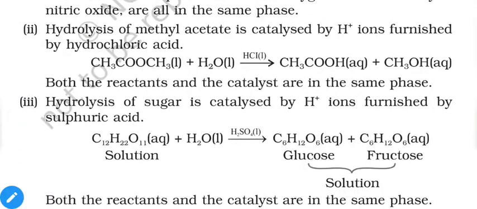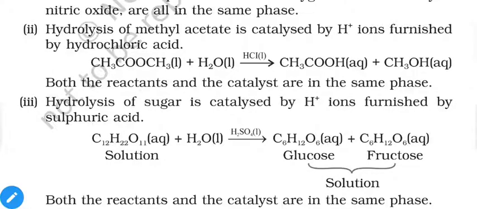Next, hydrolysis of methyl acetate is catalyzed by H plus ion furnished by hydrochloric acid. So our reaction is CH3COOCH3 plus H2O, both of them in liquid state. Catalyst HCl in liquid state gives CH3COOH in aqueous state and CH3OH in aqueous state. Although reactants are in liquid state and products are in aqueous state, all of them are in liquid phase. So that's why it is a homogeneous reaction.